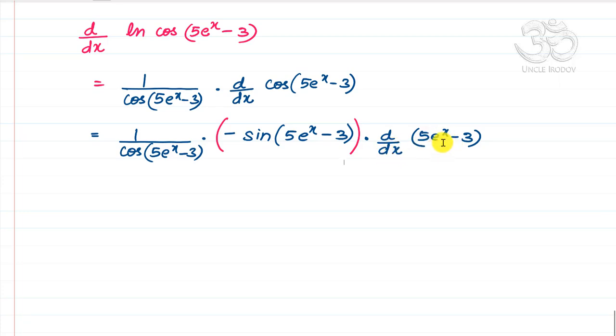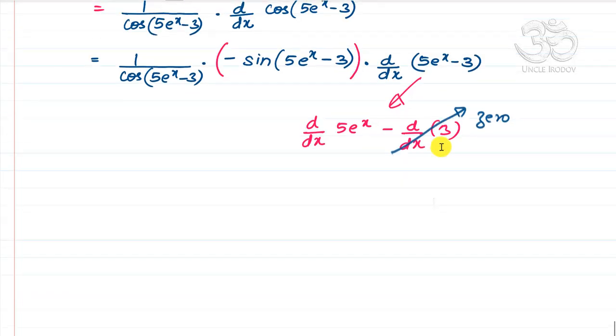So it is d by dx of the first term minus d by dx of the second term, and the second term will give you a 0 because it's a constant. So this is d by dx of 5 e power x minus d by dx of 3, and the 3 term will give you a 0, so that's gone, correct? And then what does that term give you? d by dx of 5 e power x.